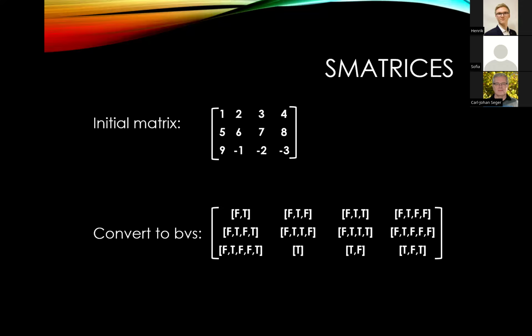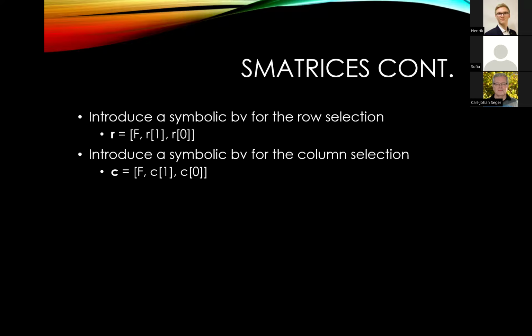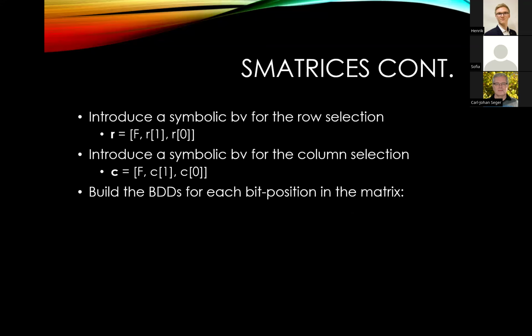Same thing. So we convert it to BB, and the next thing we do is introduce two symbolic bit vectors, one for the row selection and one for the column selection. So we're essentially going to use a bit vector to select which row we are talking about, and which column we are talking about. And then we're going to build a BDD for each bit position in the matrix. Why are there 3 elements in R?